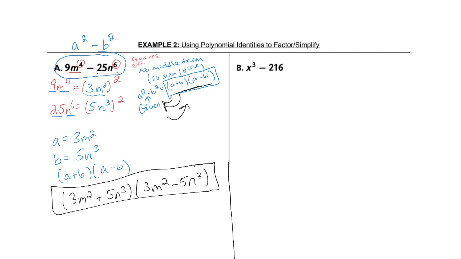Okay. All right. So let's look at the next one. The next one, we have cubes. Okay, so we have a cube here, and then 216 is a perfect cube.